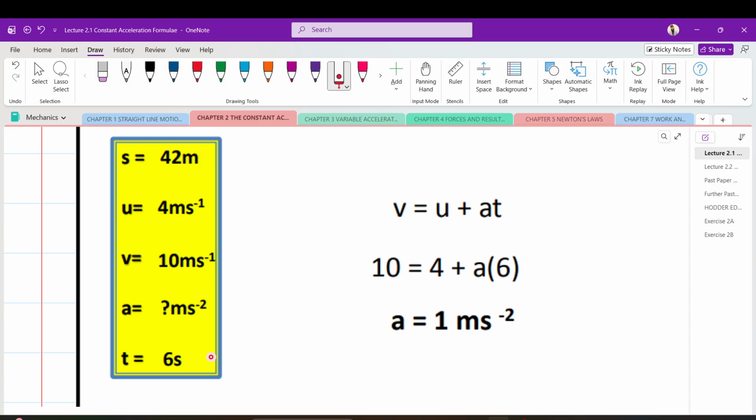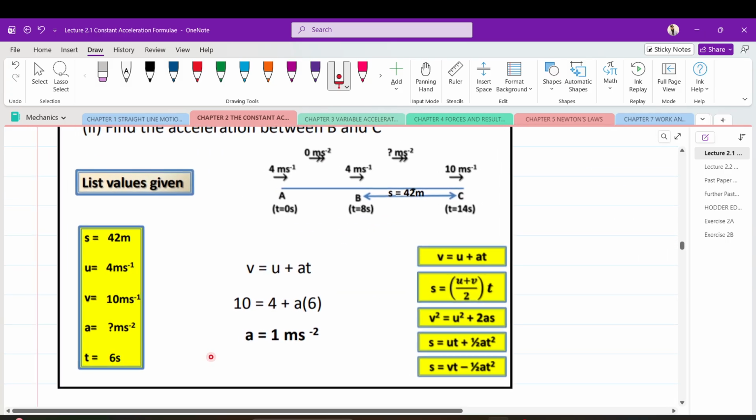But if you do have an option, then do not use those values which you have calculated, because if those values are incorrect, then your subsequent calculations will also be incorrect. So here we can use v equals u plus at, and therefore you can get a equals 1 meters per second square.